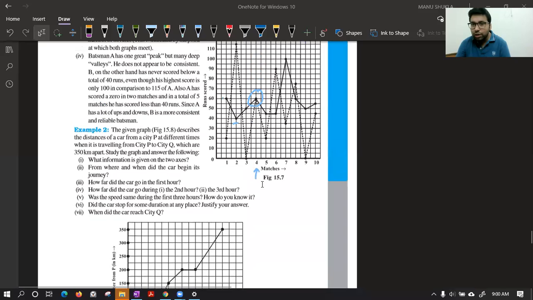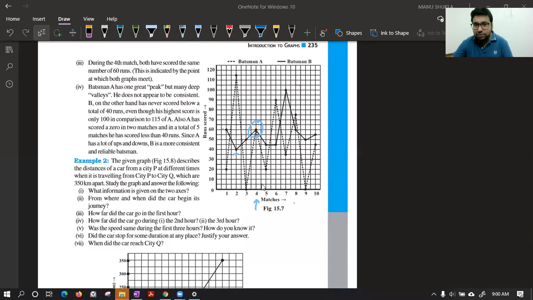Sir, no, Yashna, this is your x-axis. This is your x-axis, the lower one. It is a convention. We always try to write the x-axis on the lower portion and the y-axis on this one. This is your y-axis. This is your x-axis. Okay, Yashna?